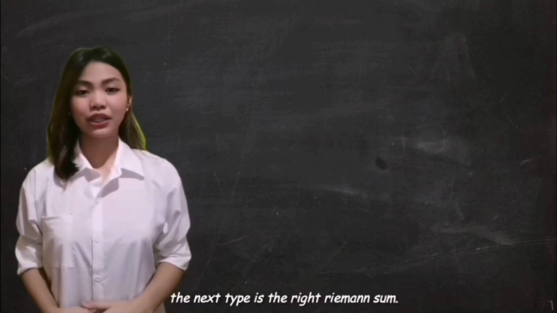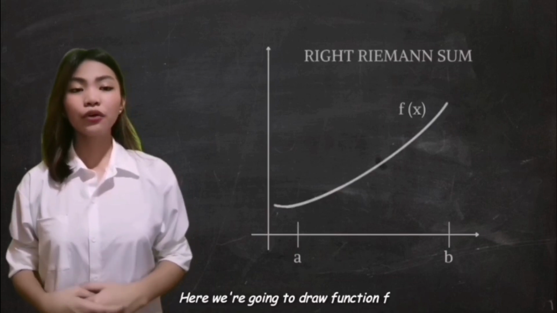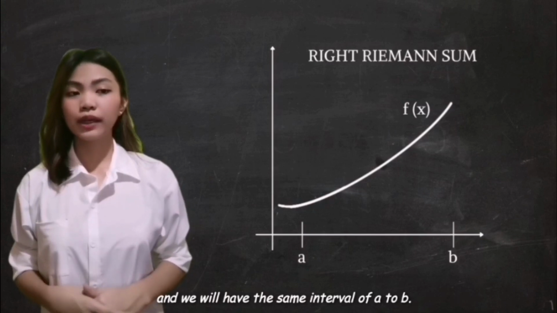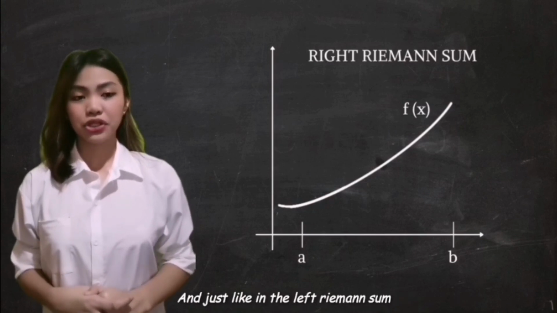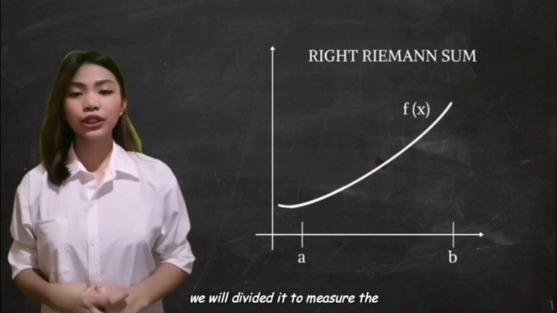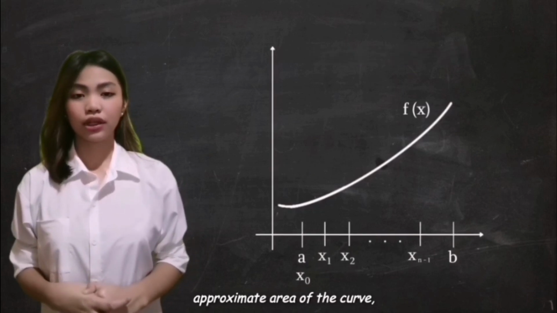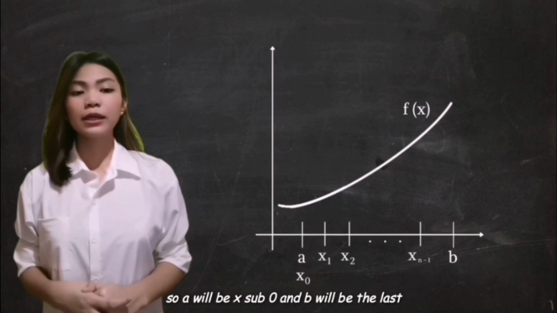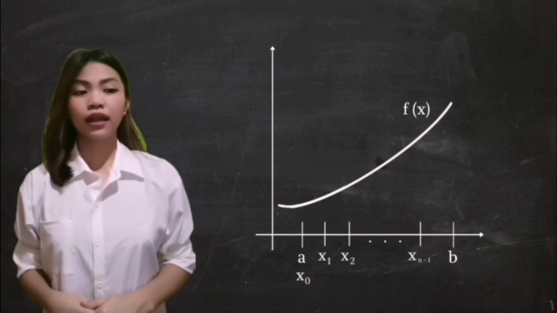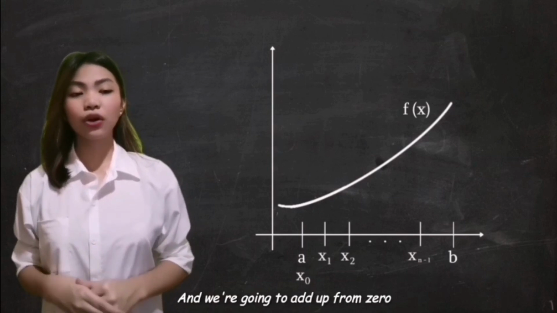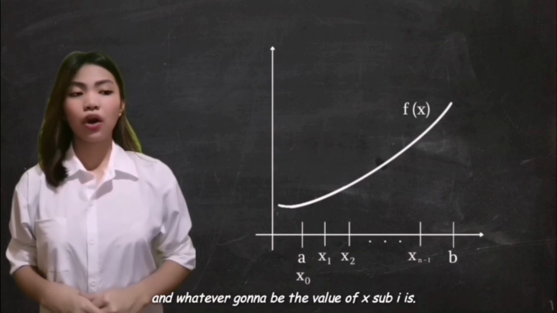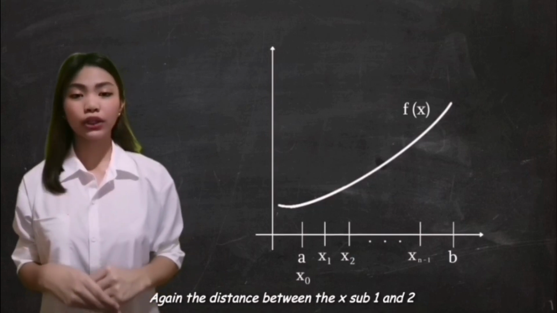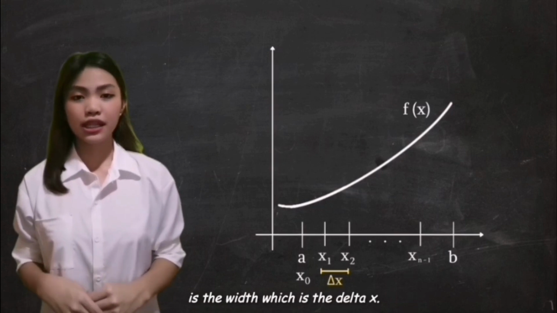The next type is the right Riemann sum. Here, we're going to draw a function f, and we will have the same interval of a to b. Just like in the left Riemann sum, we will divide it to measure the approximate area of the curve. So, a will be x sub 0, and b will be the last, which is x sub n. And we're going to add up from 0 to whatever the value of x sub i is. Again, the distance between x sub 1 and 2 is the width, which is the delta x.